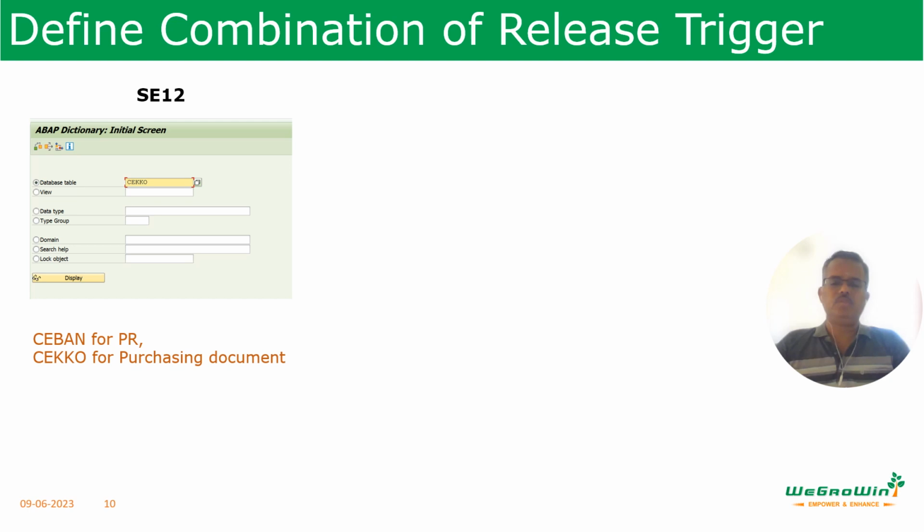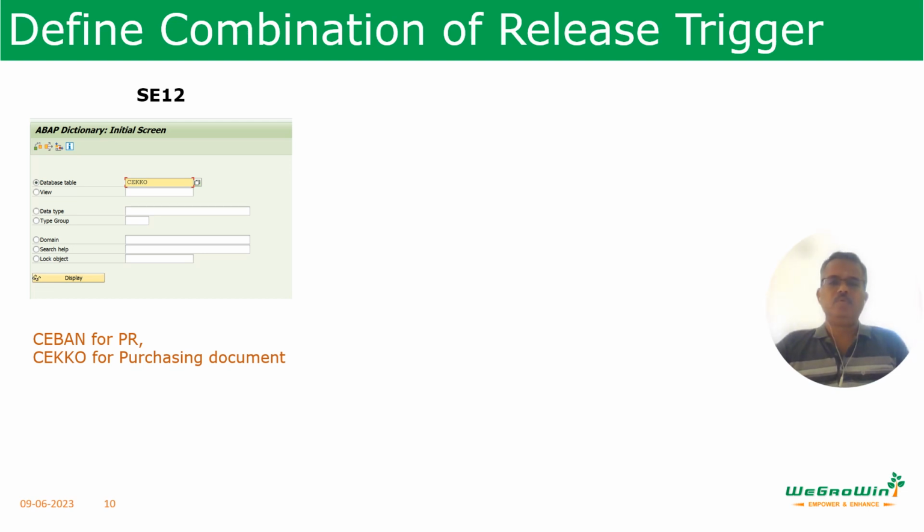So before we start configuring the release strategy, we need to define the combination of parameters to trigger the release. The triggering criteria may be a combination of document type, like a purchasing document type and the purchasing organization, along with value, depending on which the release codes are assigned to the document when the document is created.